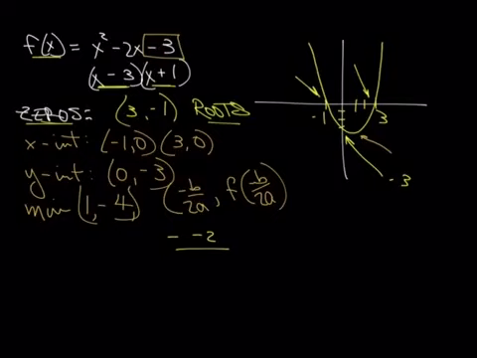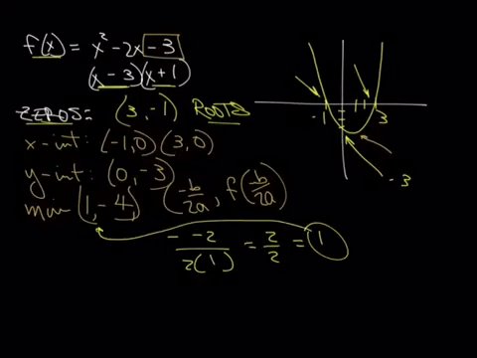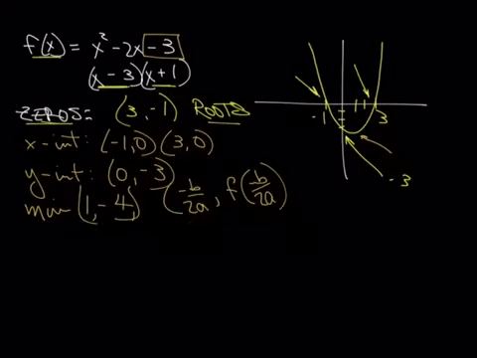Negative 2 over 2 times 1 equals 2 over 2 equals 1. And that's where we got our first term. Now you take that 1 and plug it in here. 1 squared minus 2 is negative 1 minus 3 is negative 4. That's where this negative 4 came from. So therefore it makes it easy for us to find our minimum or maximum. There is no maximum.